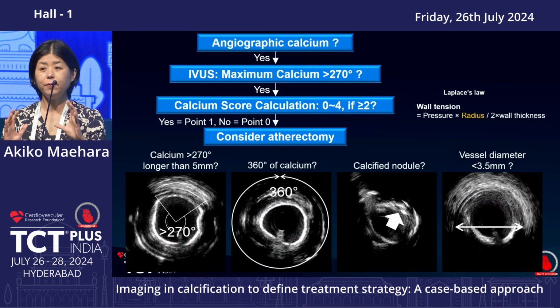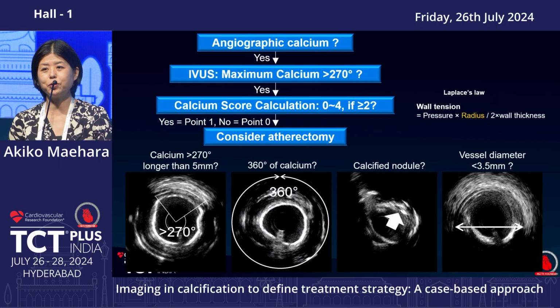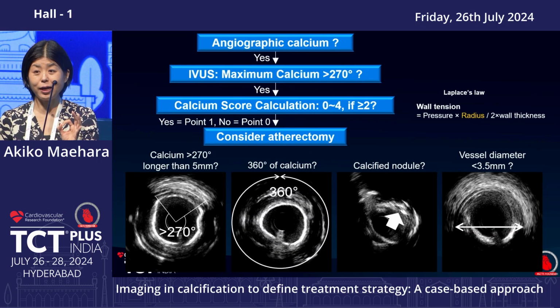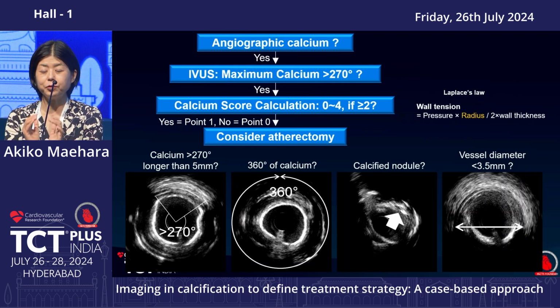We summarize what is important in the calcium treatment strategy. Number 1, whether you see angiographic calcium, yes or no, that's the first question. If yes, you should ask about more than 270 degrees, because I do think less than 270 is very rarely a problem for expansion. And then we prepare the calcium score. Let's go through one by one. Number 1, 360 degrees calcium. Even one slice, you have to make the fracture. Otherwise, you never ever expand.